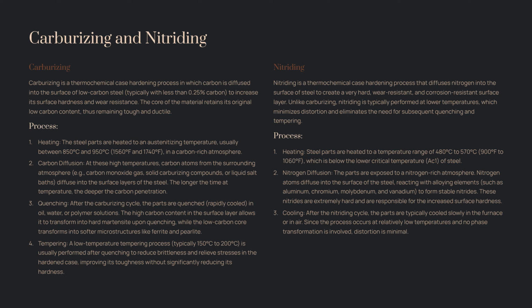At these elevated temperatures, carbon and nitrogen atoms from the molten salt bath diffuse into the surface layers of the steel. The carbon contributes to the formation of carbides, and nitrogen forms nitrides, both of which contribute to the increased surface hardness. Quenching. After a specified holding time, the parts are removed from the salt bath and quenched in water or oil. This rapid cooling transforms the enriched surface layer into a hard martensitic structure.